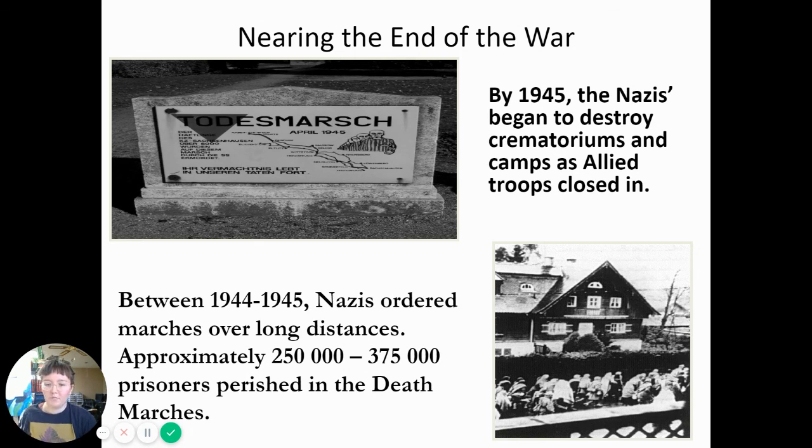Between 1944 and 1945, Nazis ordered marches over long distances of the prisoners. They were being marched towards the death camps, and a bunch of people died in these marches because, of course, they're diseased, they're malnourished. And I don't imagine that people would have been very nice as they were marching them. So mistreated.